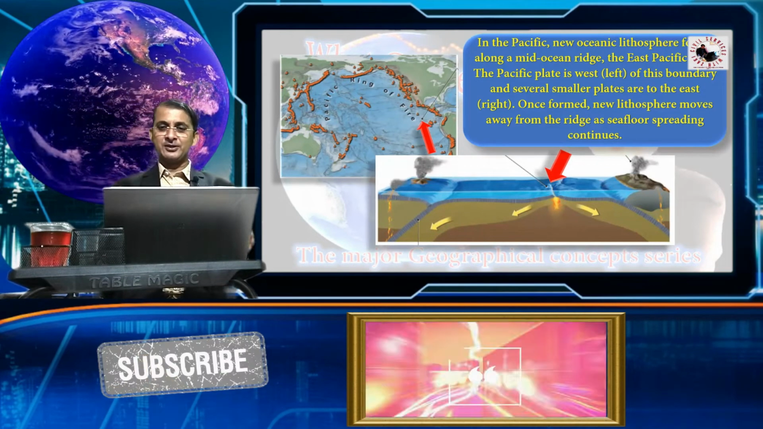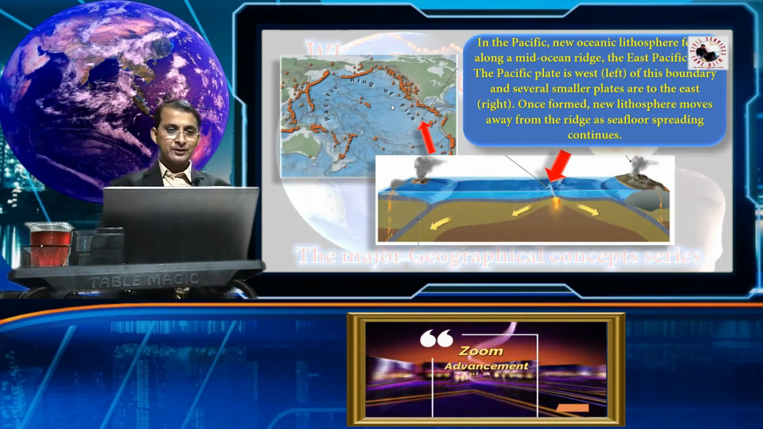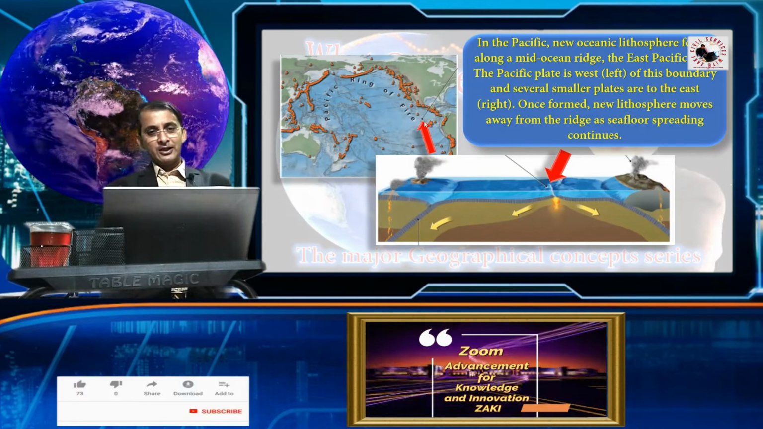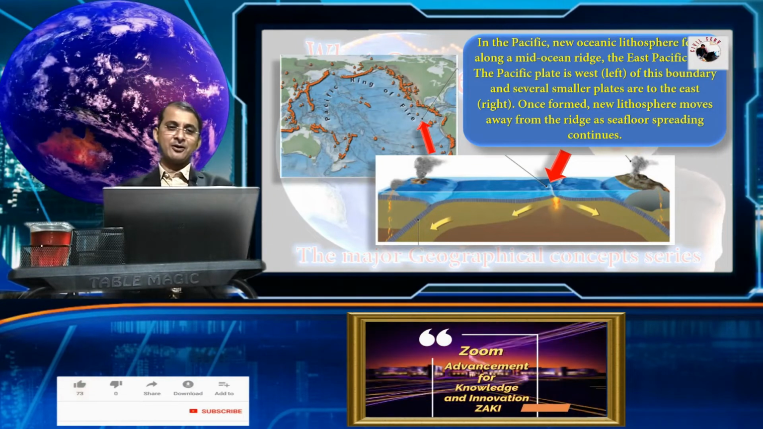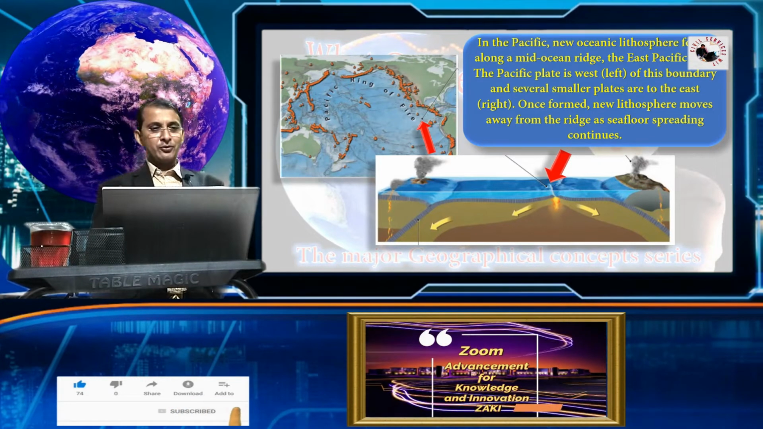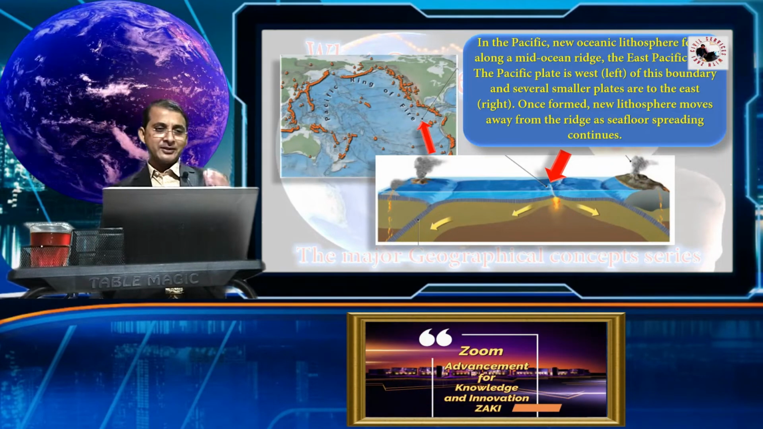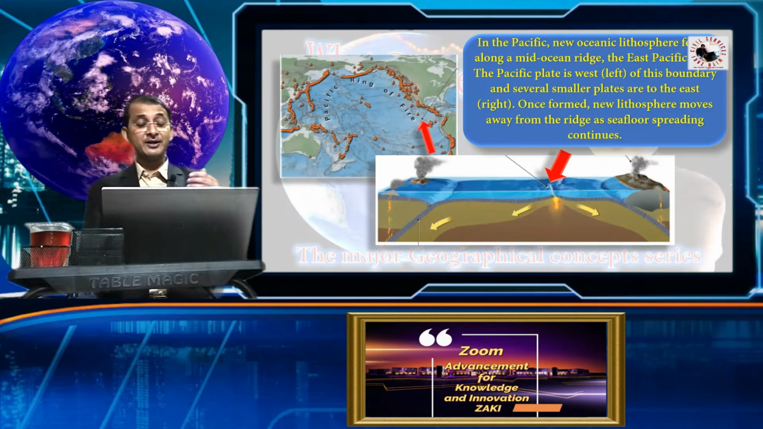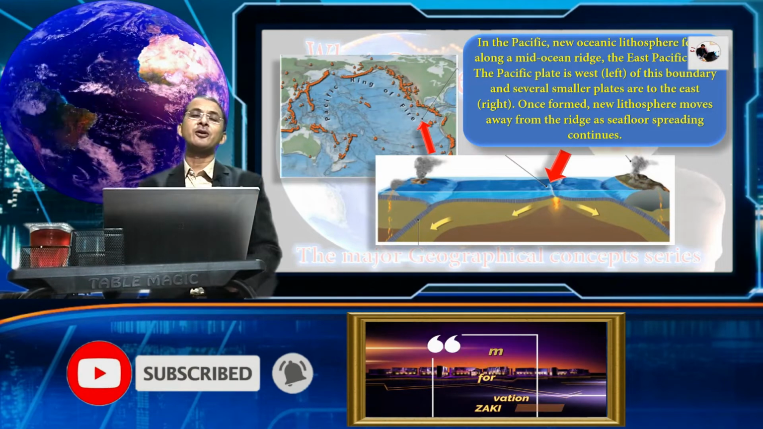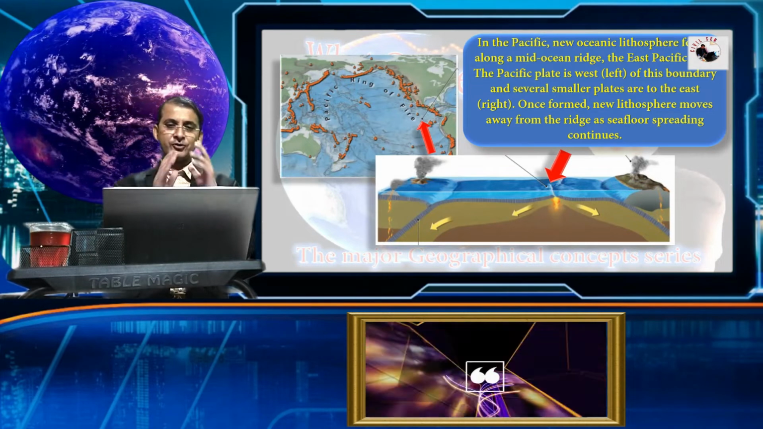The plate in the west is called the Pacific plate, and on the right side, the east side of this ridge, there are some microplates. You may wonder: the world's largest plate is the Pacific plate, and the world's smallest plate is called the Galapagos microplate. So in the east, the Galapagos microplate is also situated.